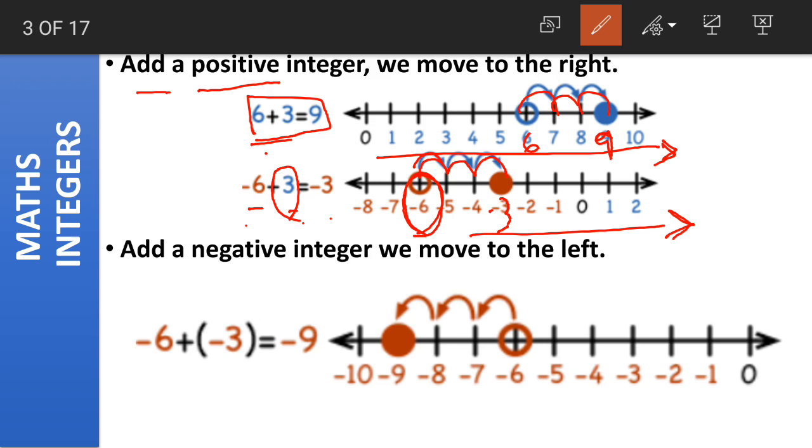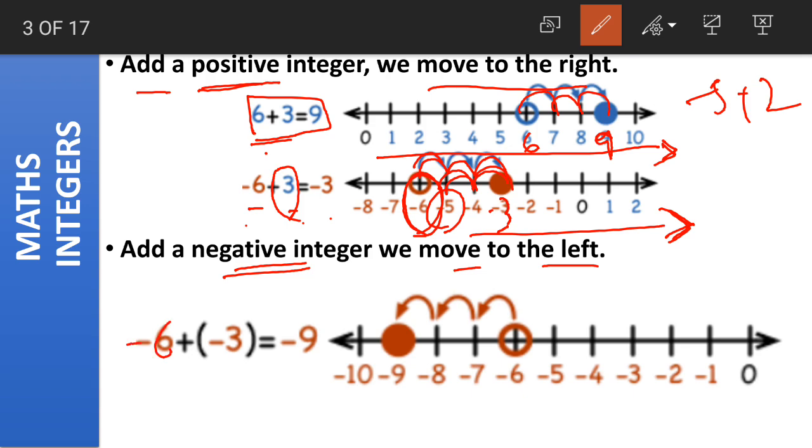Okay. Another example would be -5 plus 2. -5 plus 2, 1, 2. We have moved 2 numbers to the right side because we are using a positive integer and we have to move to the right only. What if we add a negative integer? When we add a negative integer, we move to the left.